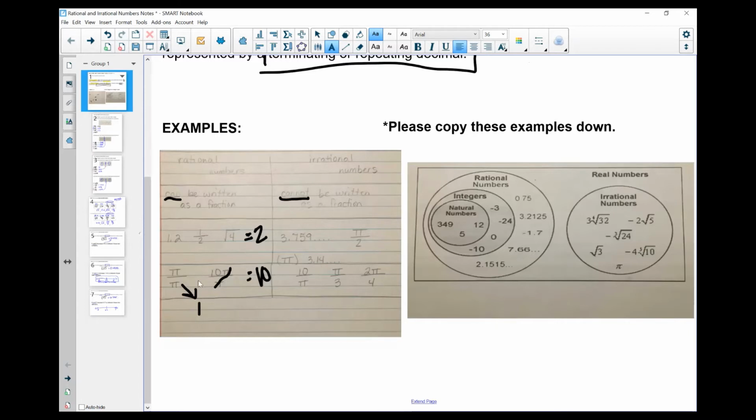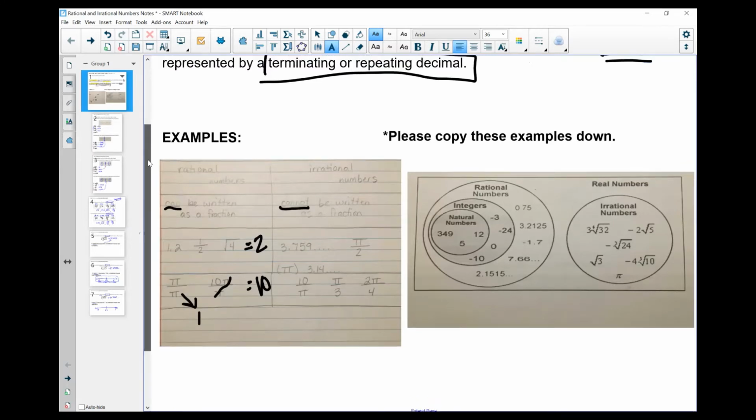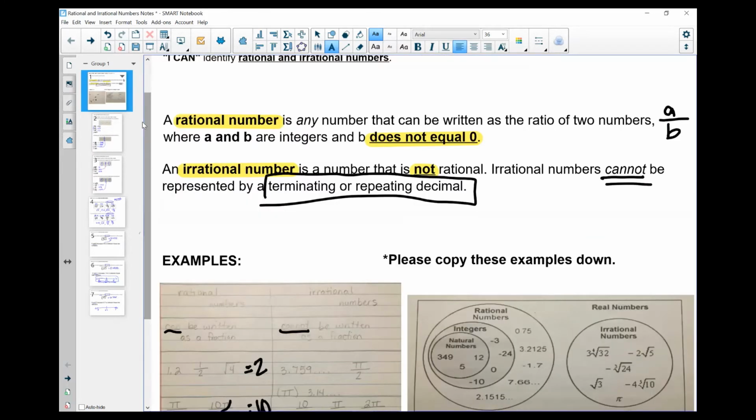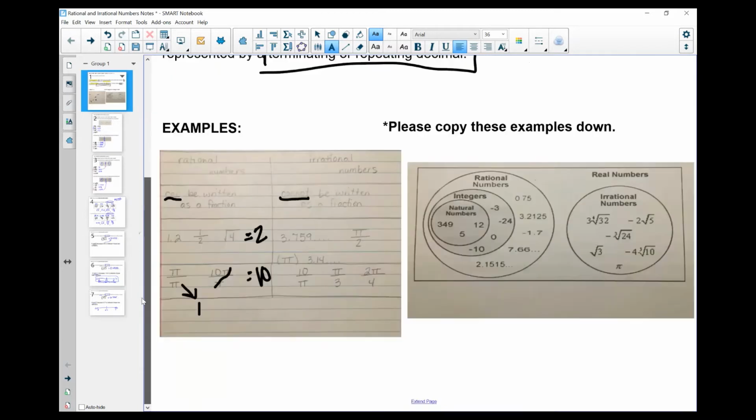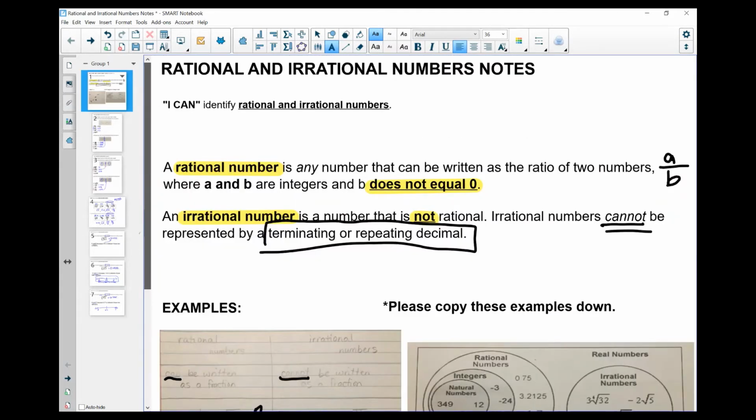I have a video of that. So make sure you copy all of this down. Take a screenshot. Perfect. Stop and share now.